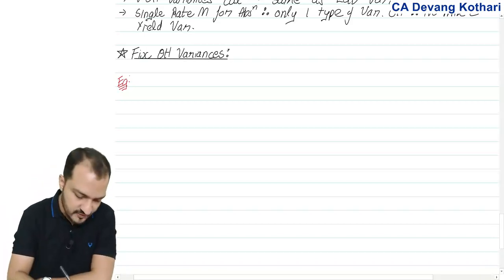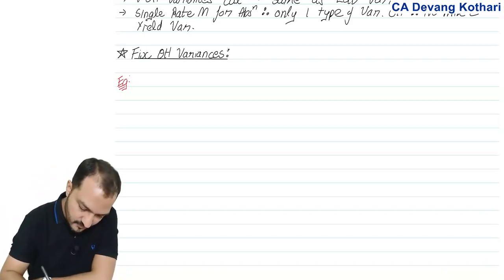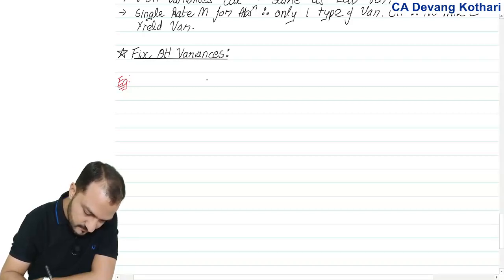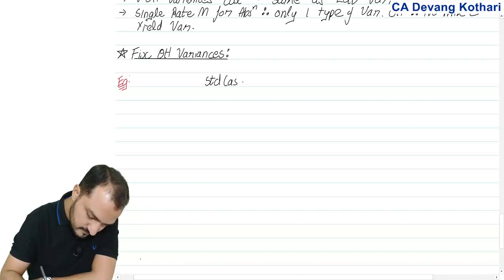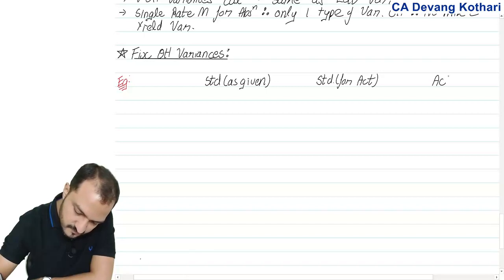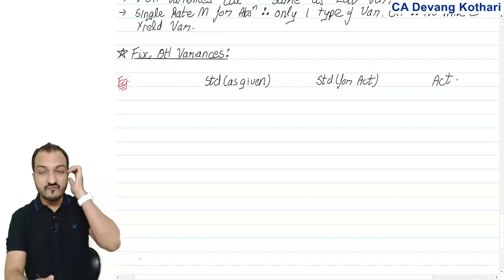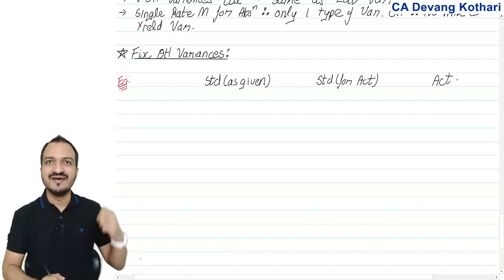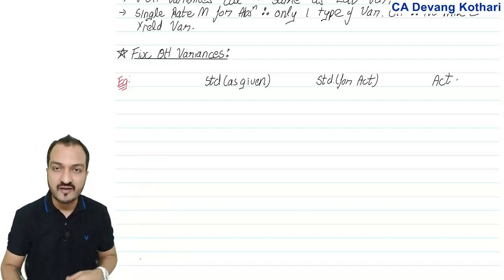In case of fixed overheads, what kind of data do we need? Well, for fixed overhead variances, we will require the data about standard as given, standard for actual, and actual. Just like any other variances, for fixed overheads also we will need standard as given, standard for actual, and actual.